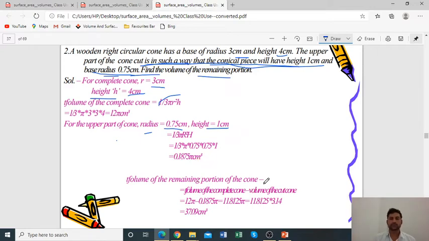So the remaining portion of the cone: the volume of the complete cone minus the volume of the cut cone. So the volume of the complete cone is 12 pi and the volume of the upper part of the cone is 0.1875 pi cubic centimeters. So the volume of the remaining portion of the cone is 37.09 cubic centimeters.